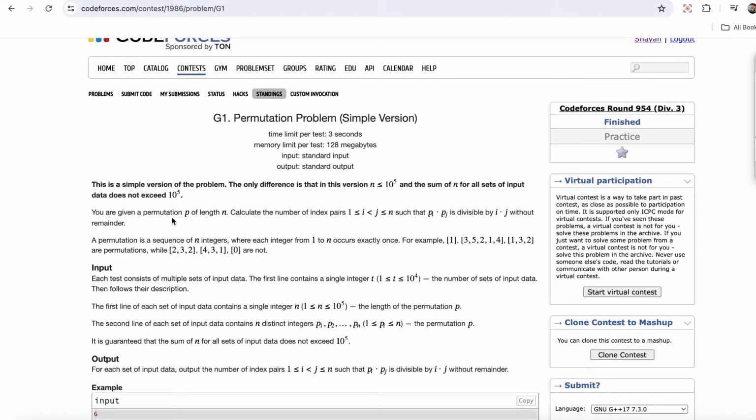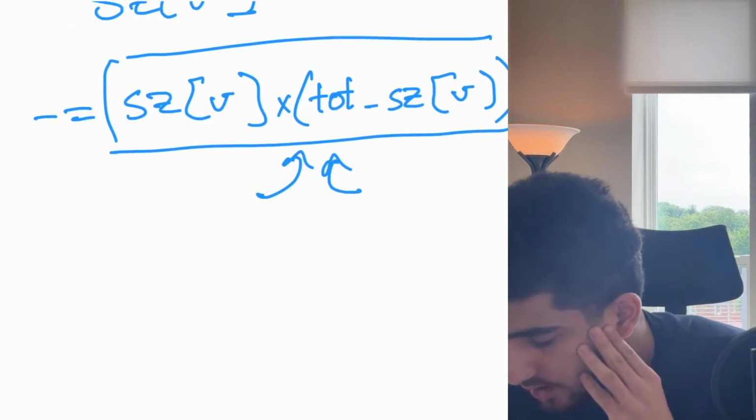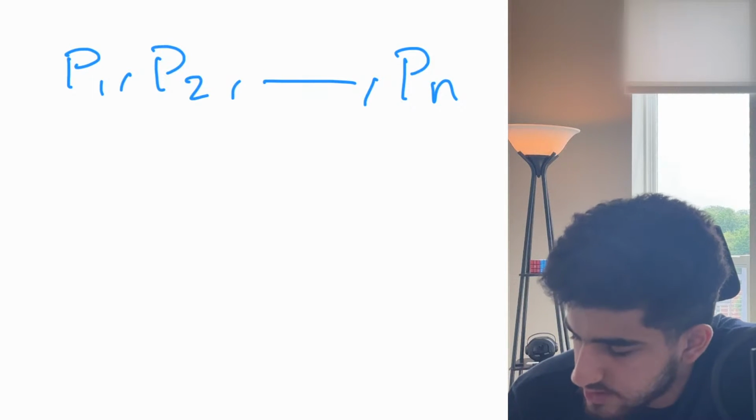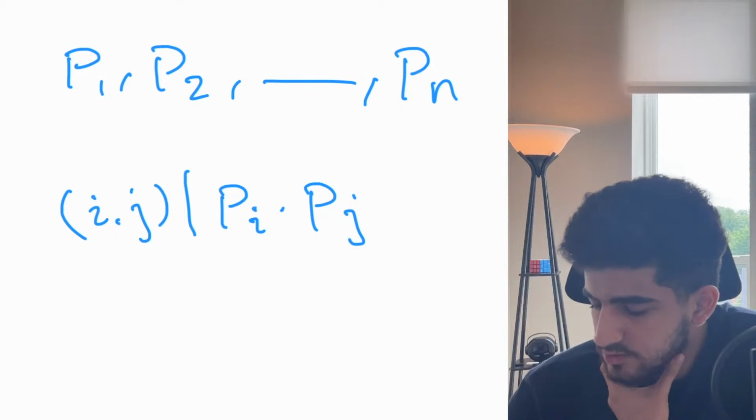The problem says that you are given a permutation P of length n, calculate the number of index pairs i and j such that P_i times P_j is divisible by i times j without remainder. So basically we have this permutation. Let me also write it formally here. We want to count the number of i and j such that P_i times P_j is divisible by i times j.